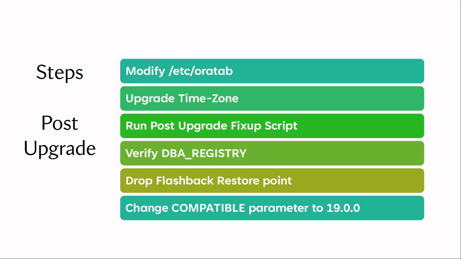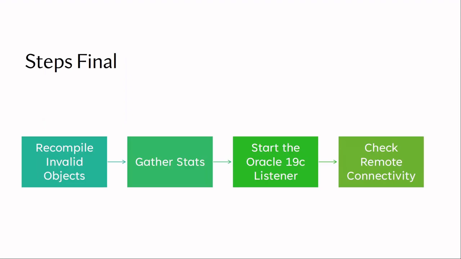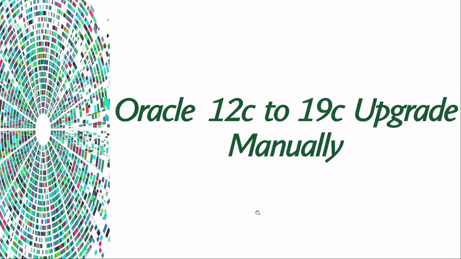We dropped the flashback restore point. We changed the compatible parameter to 19. And finally, we recompiled invalid objects, gathered the stats again, started the Oracle 19c listener, and checked the remote connectivity. I hope this tutorial was useful. In this tutorial, we learned how to perform the Oracle 12c to 19c upgrade manually.